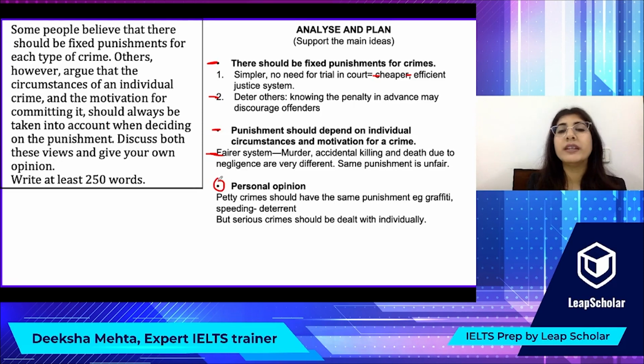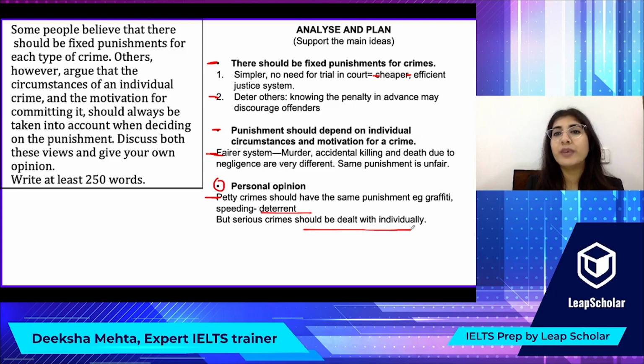So do I agree or disagree? So I have decided to agree. However, there's a catch. So I feel that petty crimes should have the same punishments. For example, drawing graffiti or speeding. So you could have a fixed punishment for these crimes so that this serves as a deterrent and it saves a lot of time, making our justice system efficient. However, for serious crimes such as murder or death, these crimes should be dealt with individually. So I have stated my opinion as well.